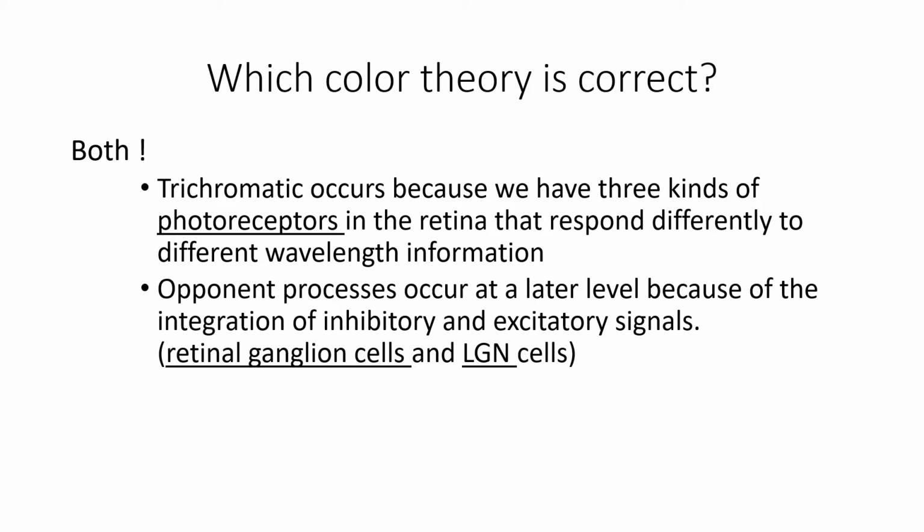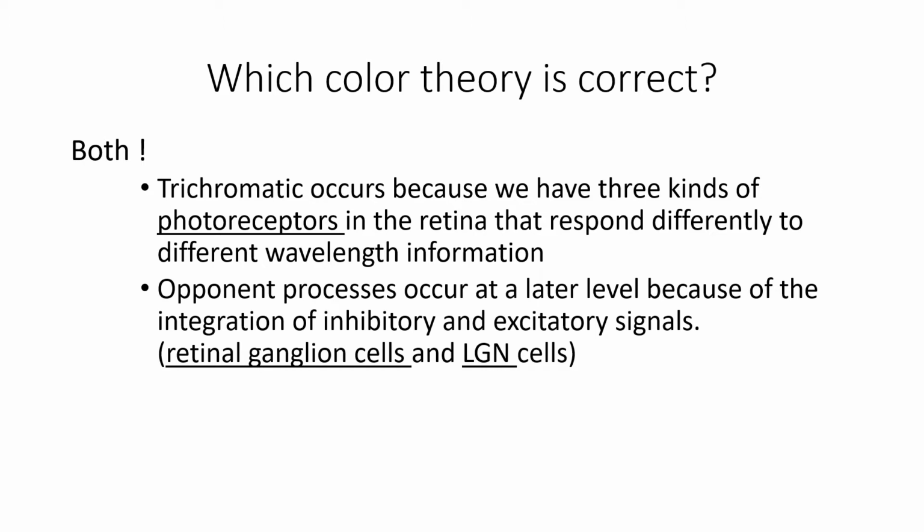I hope that throughout all of that it became clear that both of them were correct. Trichromatic theory of color vision tells us what is happening at that earlier level of processing at the point of the photoreceptors, so that we have those three kinds of cones, those three color mechanisms in the retina that are going to be responding differently to different wavelength information. And then opponent processes occur at later levels of processing because of the integration of the inhibitory and excitatory signals.